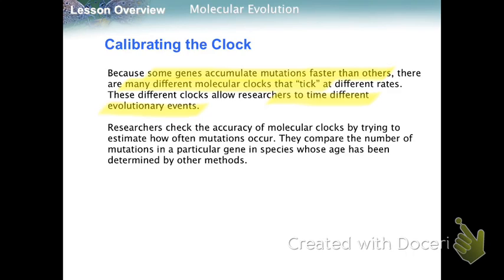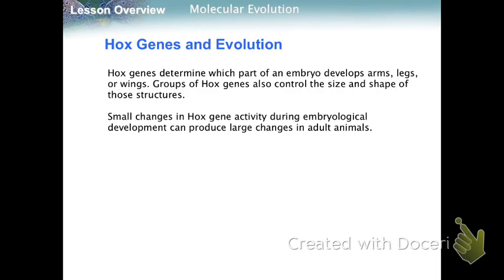As I was saying earlier, we check the accuracy of the molecular clocks by trying to estimate how often mutations occur. They can compare the number of mutations in species whose age has been determined by other methods. So maybe they do some radioactive dating to determine how old a species or a sample is, and then use its DNA to look at the mutations and calculate how fast that molecular clock is running.